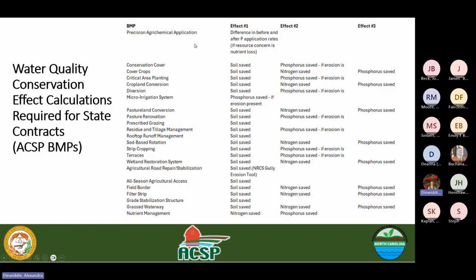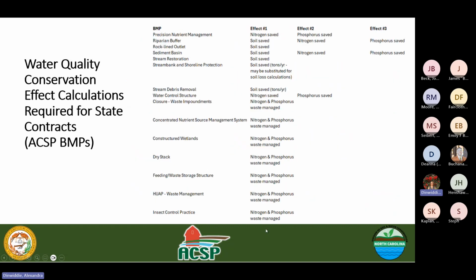So we have things like precision agrochemical application, and we don't really use NCANAT for that. That's really a difference between phosphorus application rates is how we quantify that. But for some of these other ones, like your conservation cover, field border, filter strips, those sorts of practices, we do the whole gamut. So soil saved, which is calculated through RUSLE, and then also nitrogen saved and phosphorus saved, which is calculated through NCANAT.